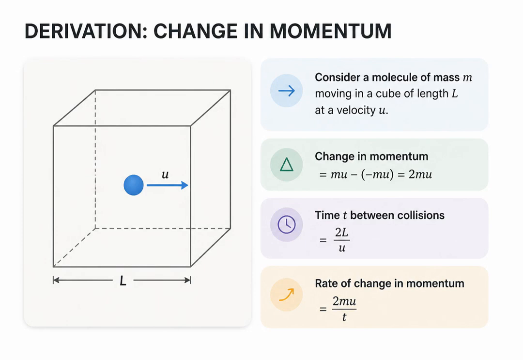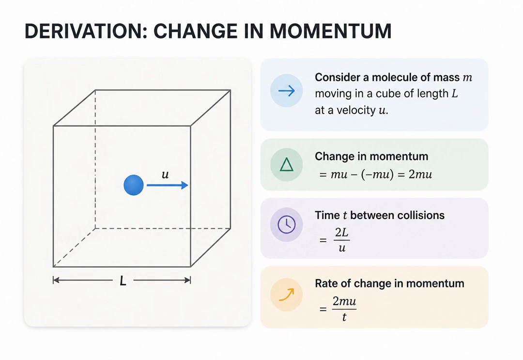Let us begin the derivation. Consider a single molecule of mass m moving inside a cubic container of side length L. Suppose it is moving towards a wall with a velocity u. When it hits the wall and bounces back elastically, its velocity becomes negative u. The change in momentum is the final momentum minus the initial momentum, which gives us 2mu.